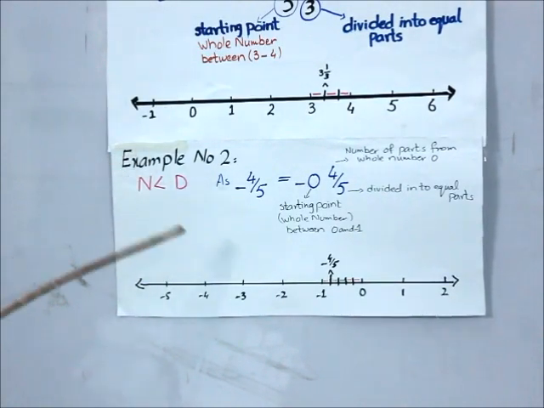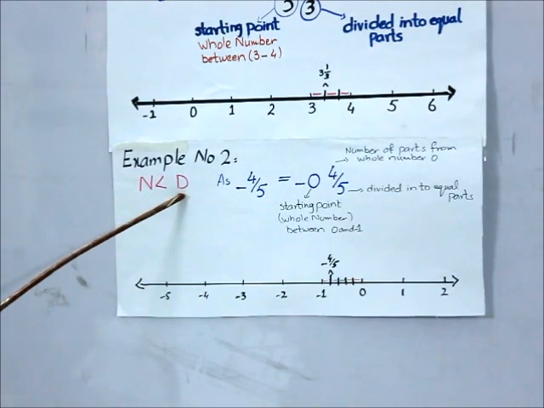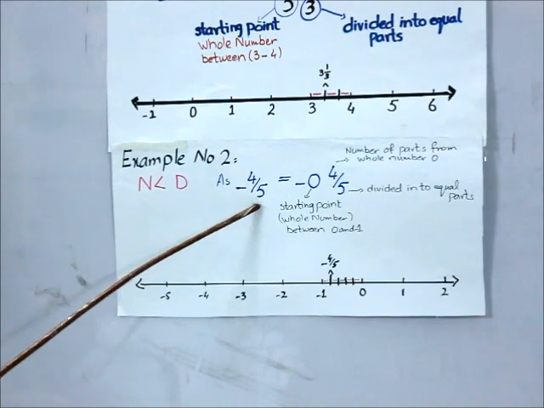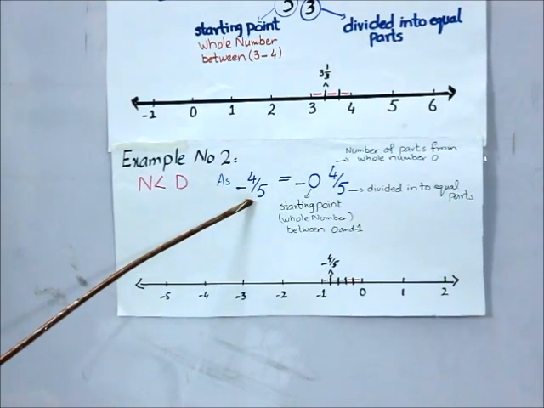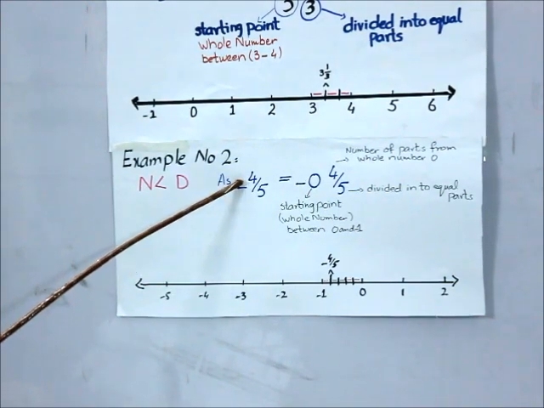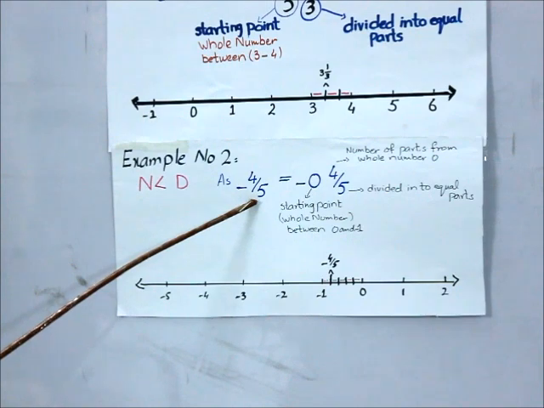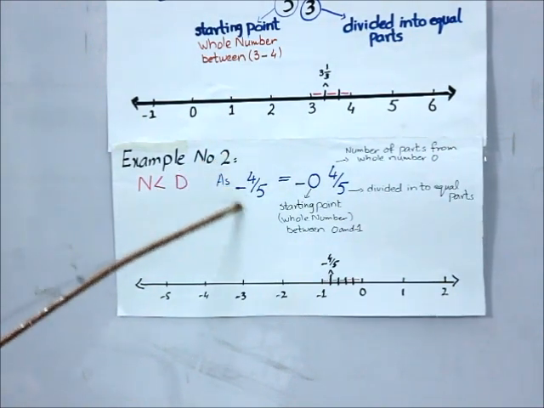Now example number 2, in which the numerator is less than the denominator. This is the example. I have taken a negative rational number, minus 4 by 5. You can see here the numerator is smaller than the denominator. In this case we cannot get a mixed number. So what should we do?